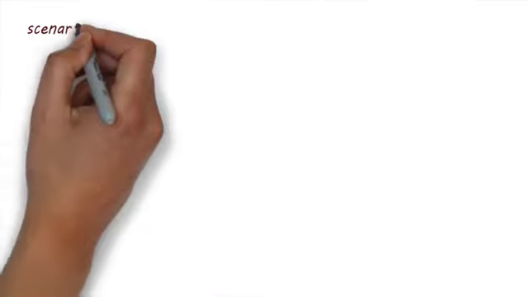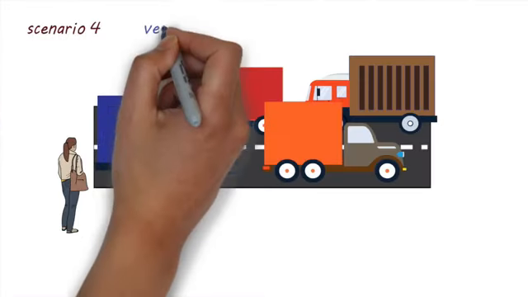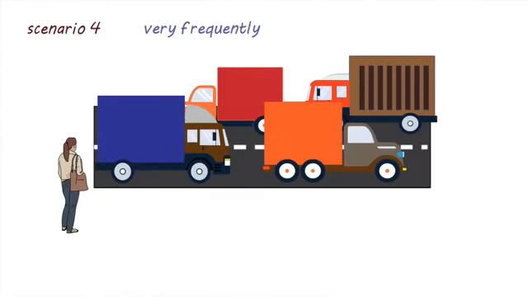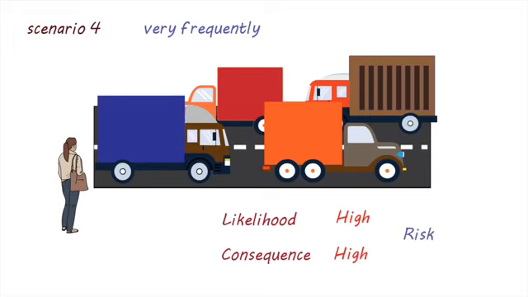Now, imagine if it was a busy truck route and trucks were going on this road very frequently. In this scenario, both the likelihood of a crash and the consequence will be high, which means that the overall risk would be high. You wouldn't even consider crossing this road, right?